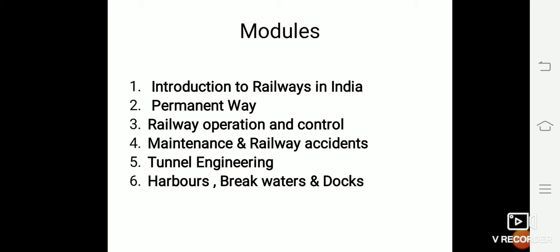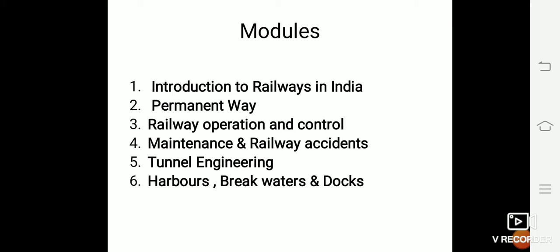Coming to the second module, which is the permanent way. The permanent way comprises the rails, sleepers, fastenings, and ballast, etc. We'll be dealing with types of rails, rail fastenings, the concept of gauges, coning of wheels, creeps and kinks, etc. Then we'll deal with sleepers, the functions of sleepers, and the materials, etc.